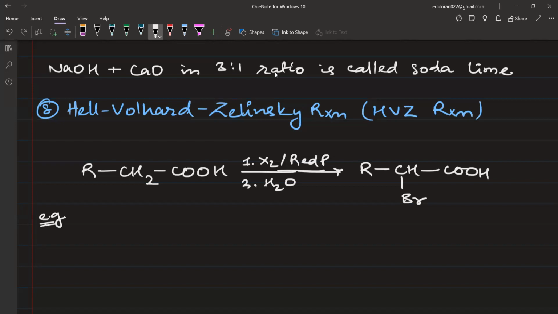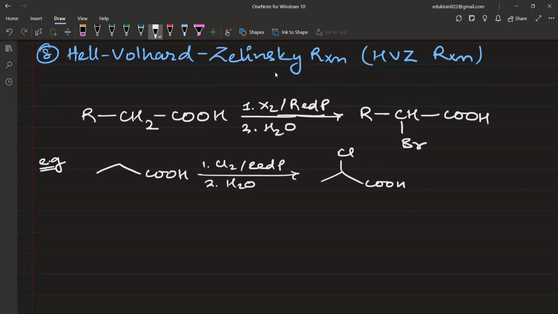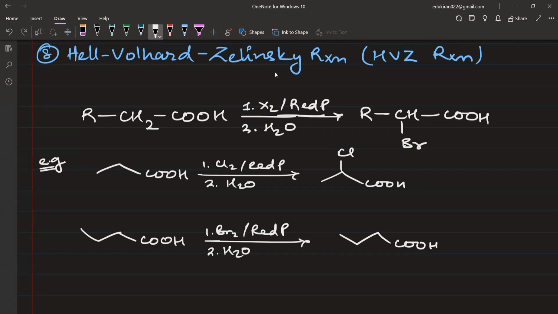So for example, you have Cl2, red P, second step is water, a 3 carbon carboxylic acid. In the second carbon, you just put not a hydrogen but a chlorine. If you have, let us suppose, COOH with Br2 in the presence of red phosphorus, second you have water, COOH, and you will add Br on the alpha carbon.